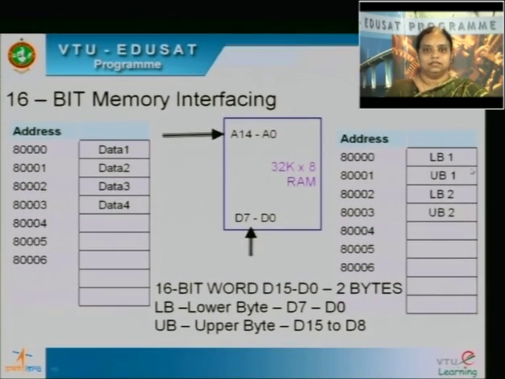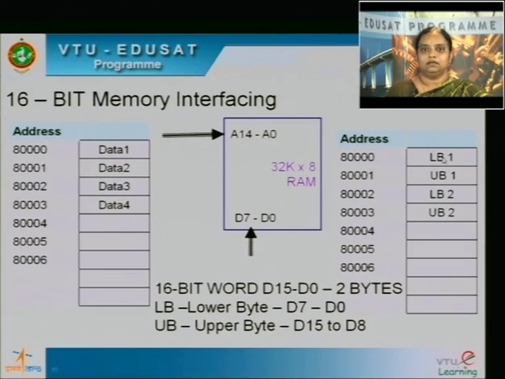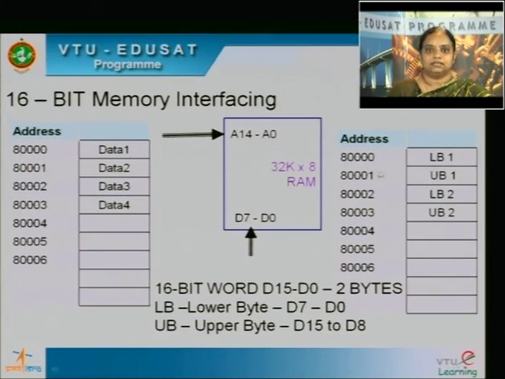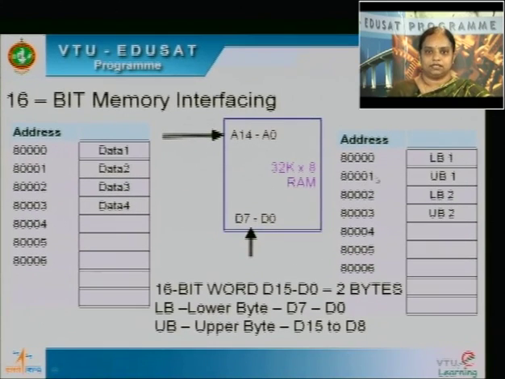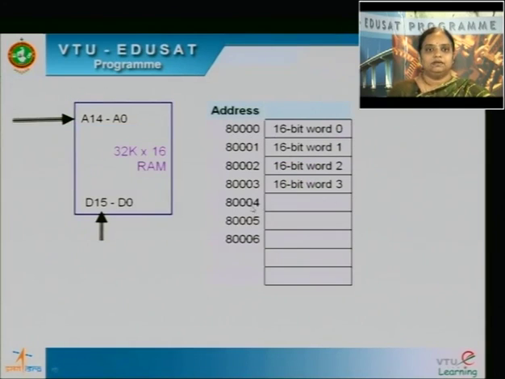To access this data, what does an 8086 processor do? First it puts the address 8000 and gets LB1, then it increments the address to 8001 and gets UB1. So the time taken to read one word will be 2 cycles. Two times it has to access, and each time it has to change the address.